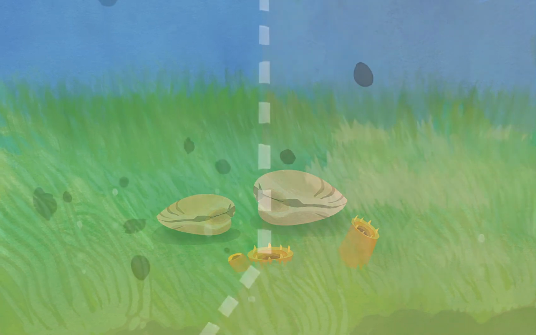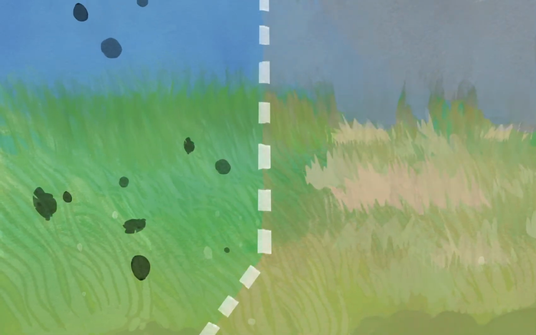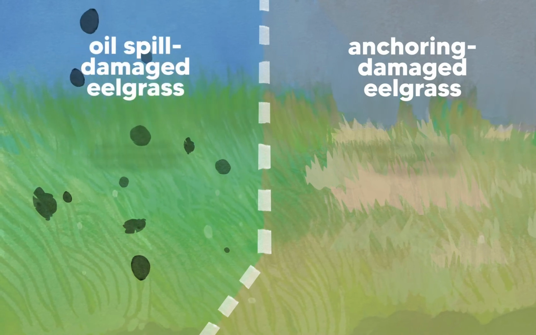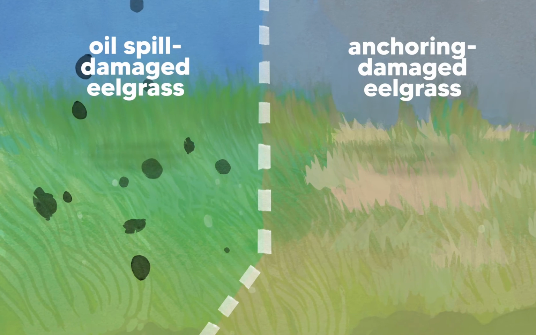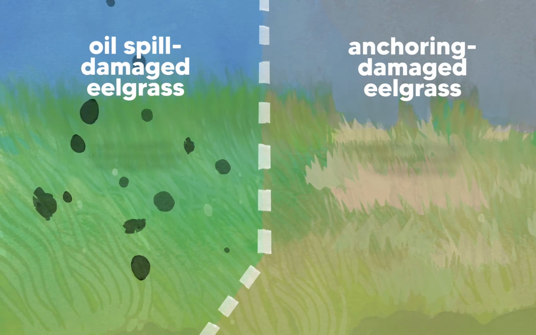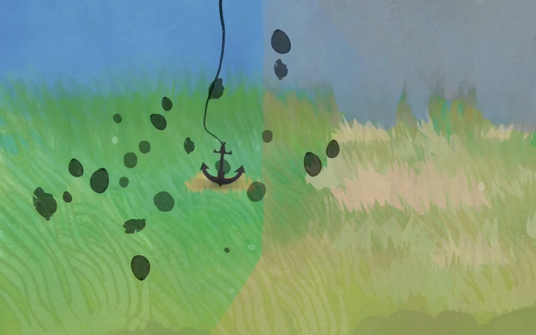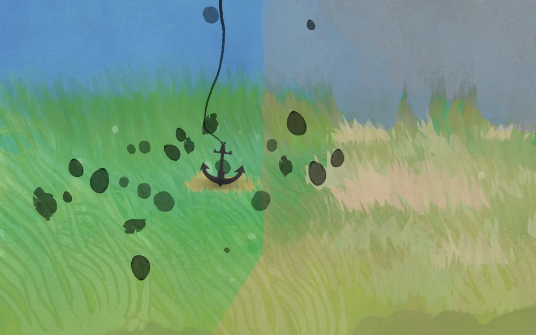The eelgrass could grow back after anchoring damage is left to heal. The oil spill might only affect certain patches of the meadow, and the others could survive. But together, it may be too much for the eelgrass, the fish and the crabs and the clams to recover from.